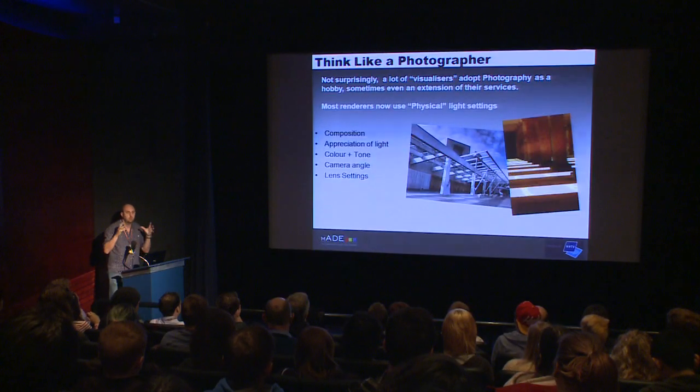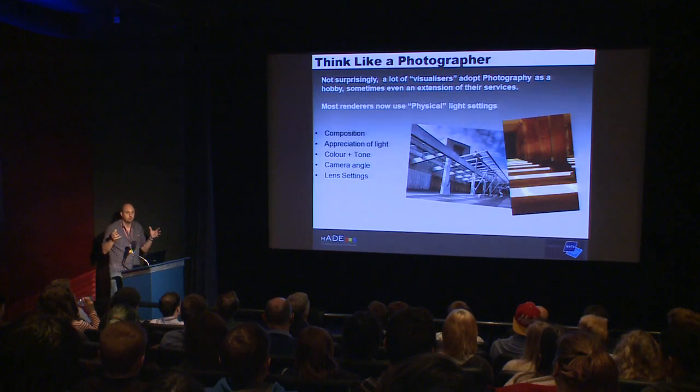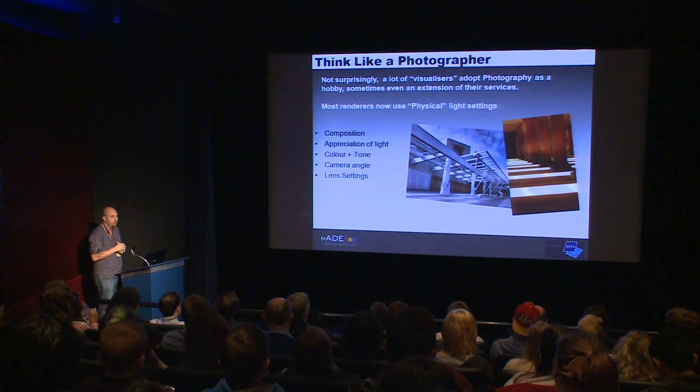The main thing I always say artistically, with working as a visualizer, is think like a photographer, because that's what you are. You're basically a photographer in the CG world, so you've got to think like a photographer. Composition, light, color, tone, camera angle, lens settings. It's just the same in CG as it is in the real world, especially now that the renderers use physical light and camera settings. So if you've got a good solid understanding of how an SLR camera works, it really helps in your CG work.